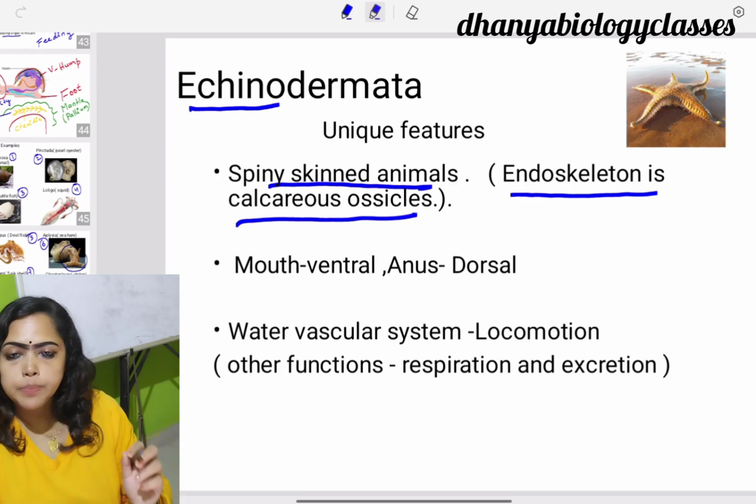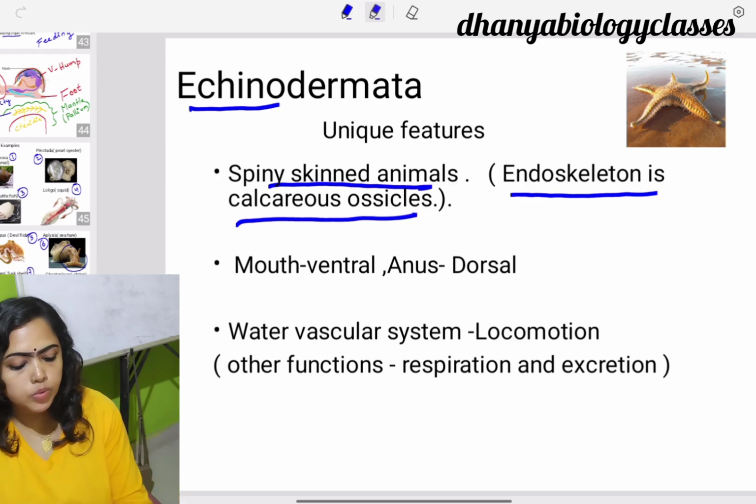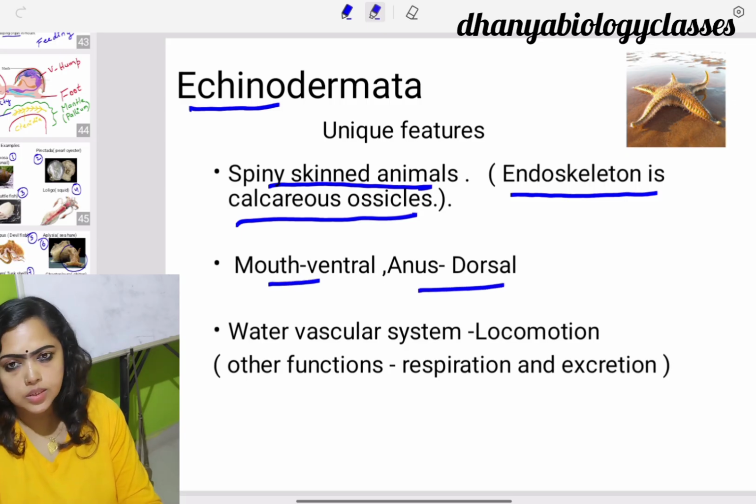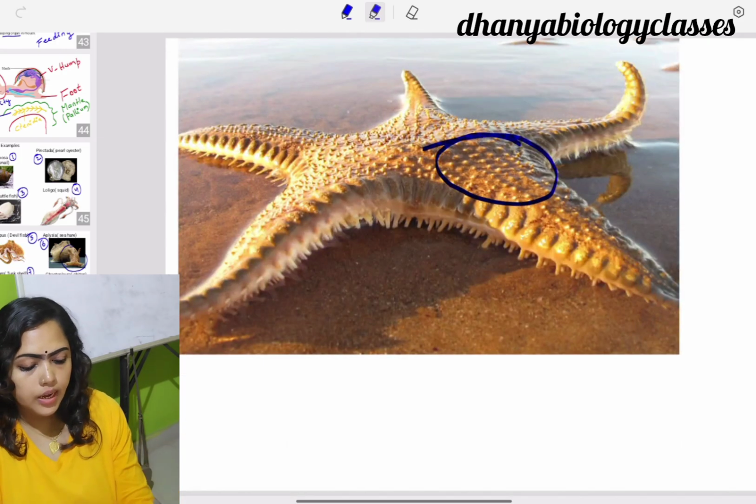And then the position of the mouth is important. The mouth is ventral while the anus is dorsal. That is, see, this is the organism.